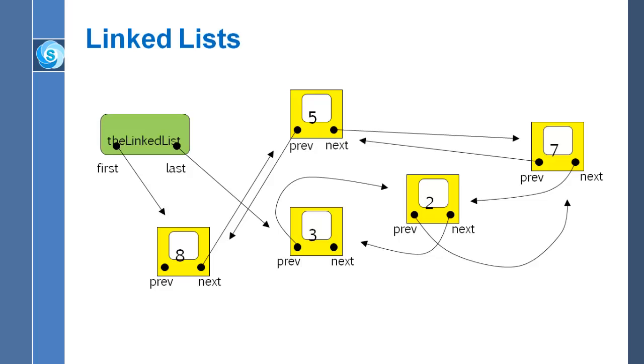Okay, that node has a next pointer to find the next node in the linked list, which happens to be the node up here that has the data 5 inside it. And if we follow its next pointer, we arrive at the node that has the data 7 inside it. And the next node after that is the node that has the data 2 inside it. And the next node after that is the node that has 3 inside it.